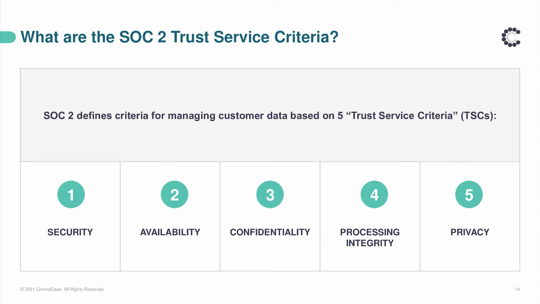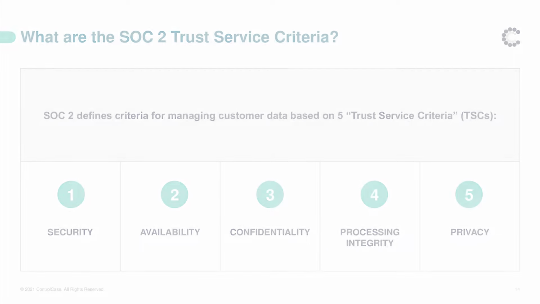So let's talk a little bit about the five trust service criteria. The five criteria are security, availability, confidentiality, processing integrity, and privacy. Let's go into a little bit of detail on each one of these.